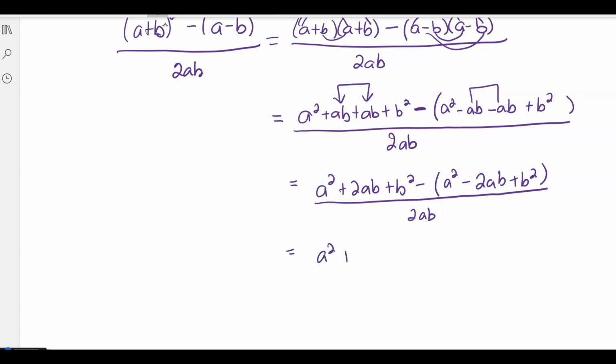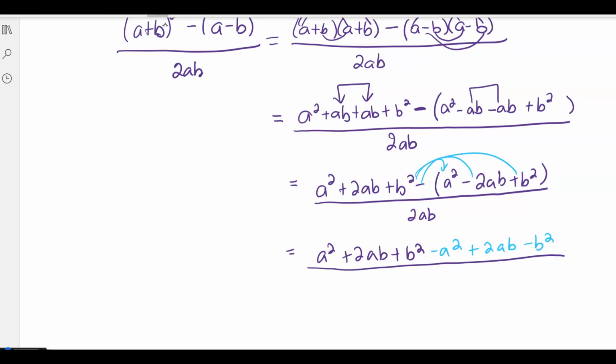So a squared plus 2ab plus b squared. Now it's time to go ahead and change our signs. So that's minus a squared plus 2ab minus b squared. So notice all of the signs changed to the opposite because there was a minus on the outside of that parenthesis.